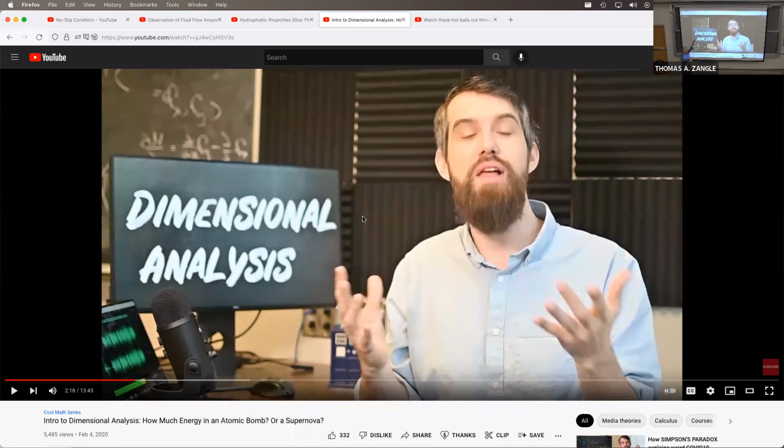What this British physicist, G.I. Taylor, was able to do was just look at the dimensions of the variables that he knew must be involved in this. And from that, and those photographs that were publicly released, he made a very accurate estimate of the energy of that bomb. So we're going to revisit this once we've learned a little bit more about dimensional analysis.